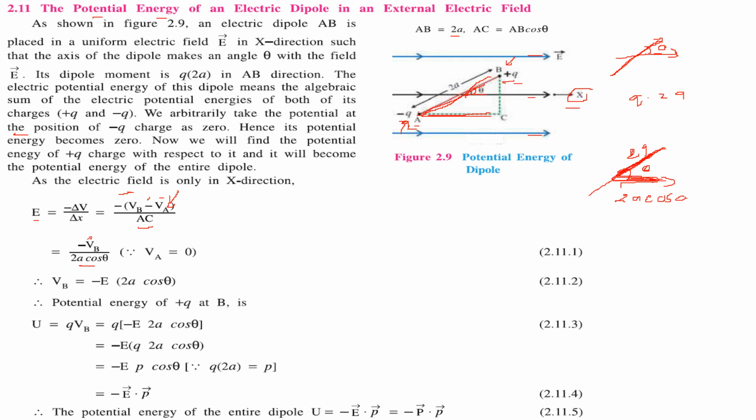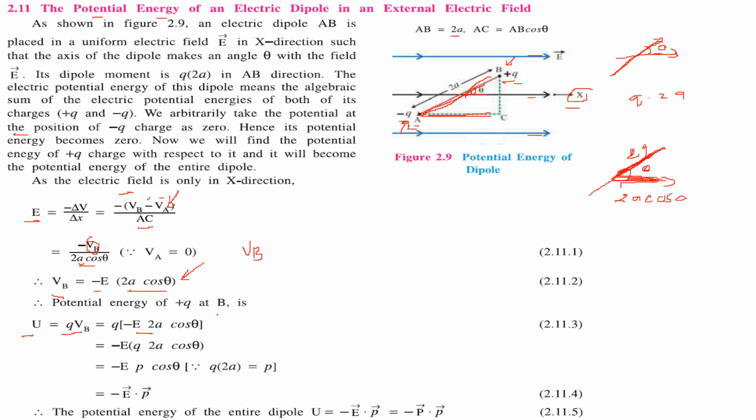So what will be VB? Just take this on this side. So VB becomes minus E into 2A cos theta. This is the potential VB. Now how to find the U, that is the potential energy? This can be found out by just multiplying this charge Q with VB. Potential energy is Q into the potential. Potential energy will become Q into VB. VB was just found to be minus E 2A cos theta, put it here.